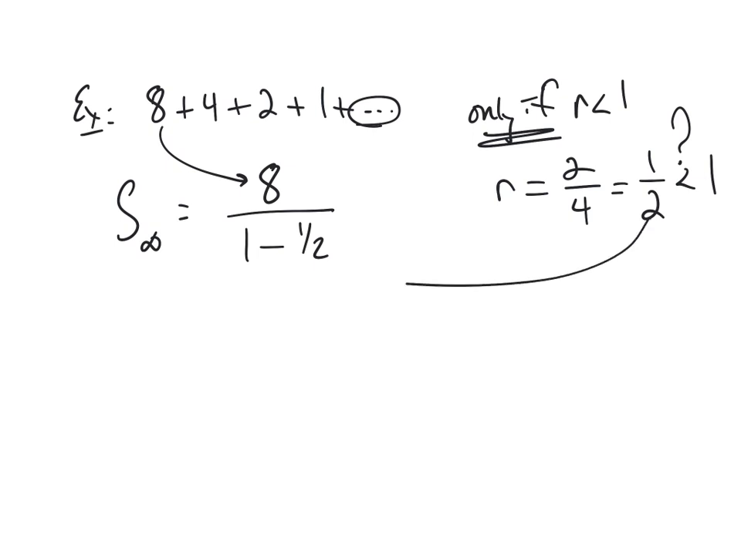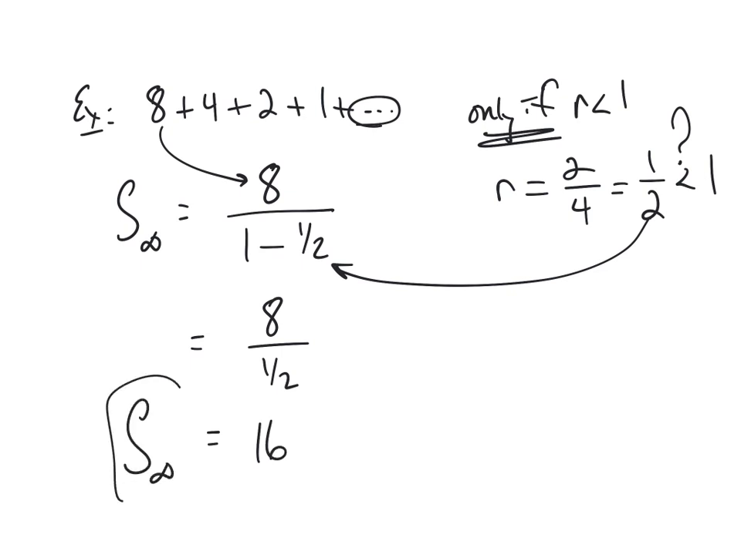And the common ratio here is 1/2. So when I actually do the arithmetic, which is much easier this time, 1 minus 1/2 is 1/2, and 8 divided by 1/2 is 16. The sum of the infinite number of terms then is 16.